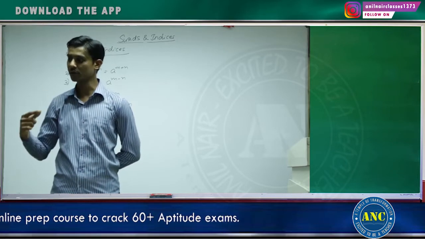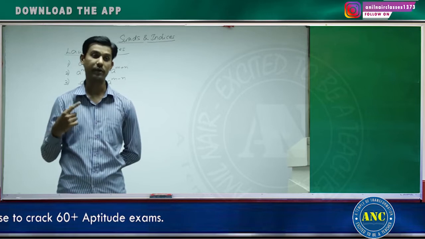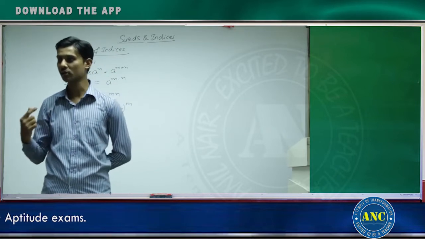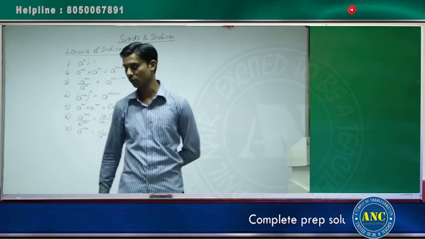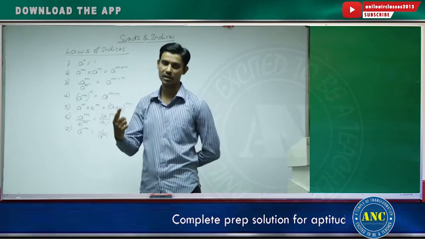For example, root 4. Root 4 you can convert to a whole number, that is nothing but 2, so it is not a surd. But root 3 you cannot convert to a whole number, it will become a decimal number. So that is called a surd, right? It's not only square root, it can be any other power also.